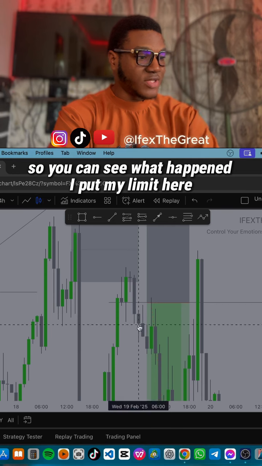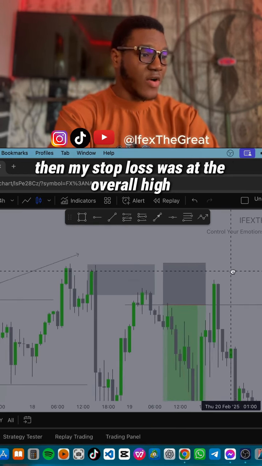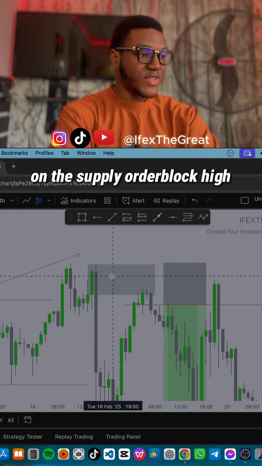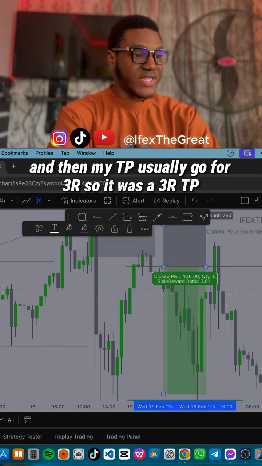So you can see what happened. I put my limit here. Then my stop loss was up in the overall high. So it was in the overall supply zone, the supply order block high. And then my TP, usually I go for 3 hours, so it's a 3-hour TP.